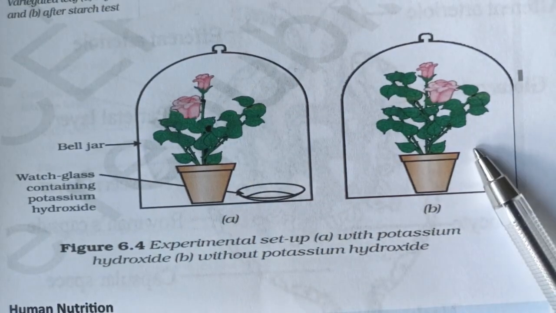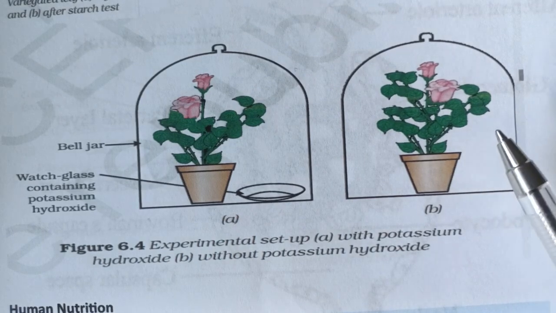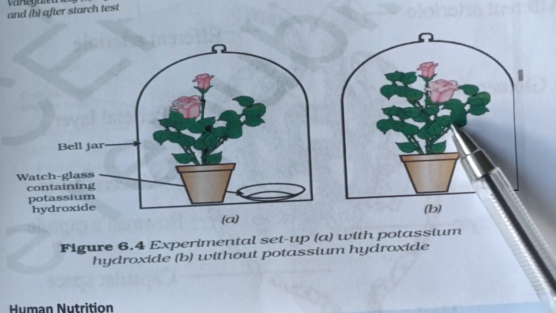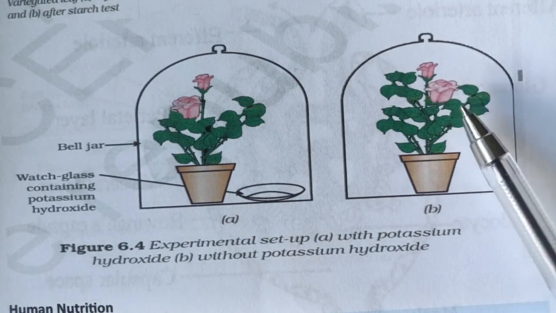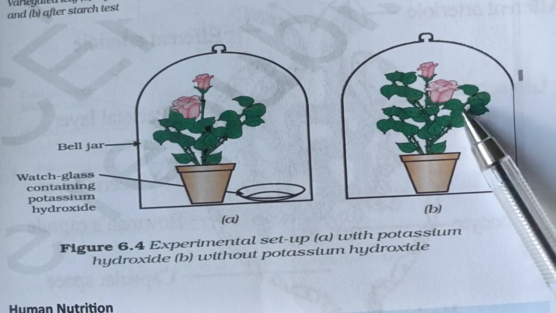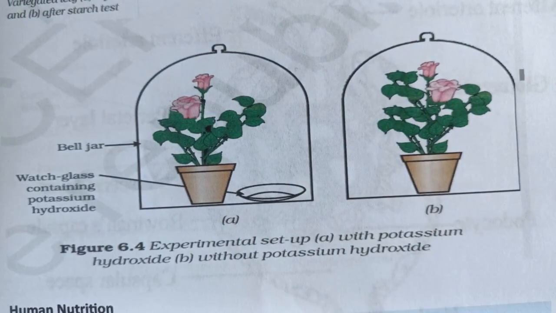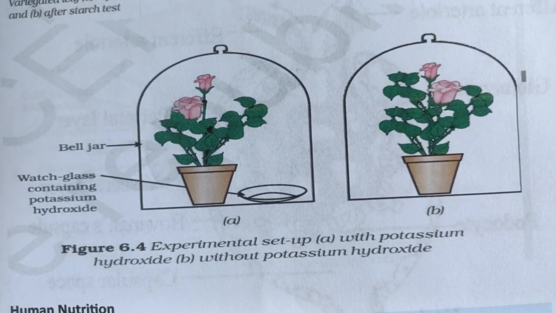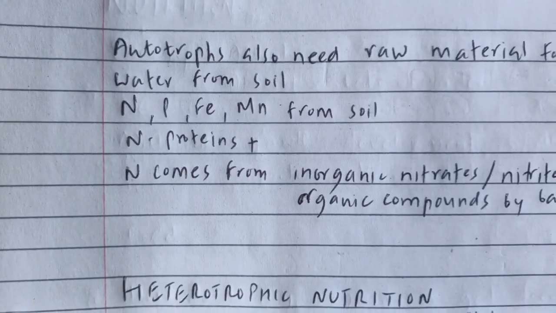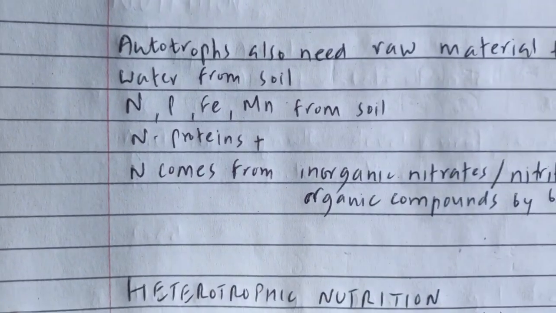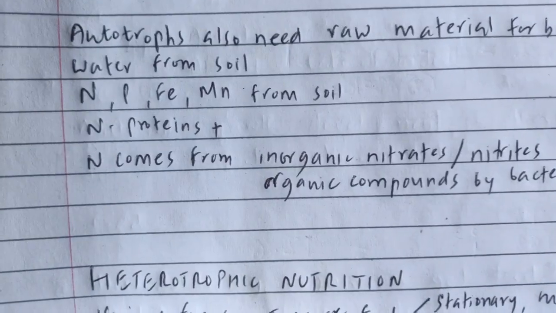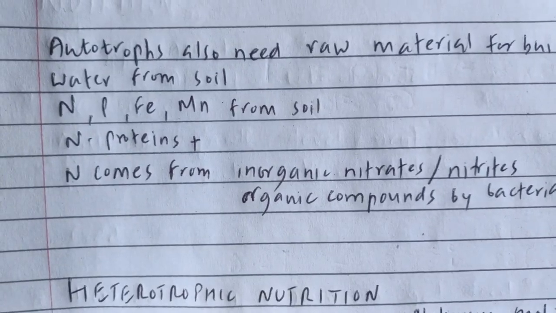Now this plant has received sunlight, it has CO2, so it will perform photosynthesis and it will show the presence of starch. So if you do iodine test on this, the color of the leaf from this plant will change to blue, and this will not change. So that's the second activity your book gives. And there's one more activity they talk about. We'll also talk about that in the next few minutes. But before that, let's finish up the autotrophic nutrition topic with these few notes.